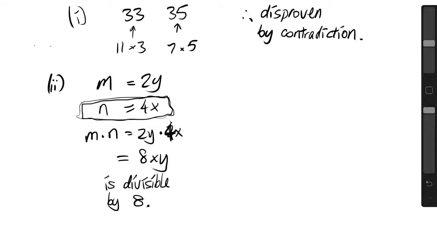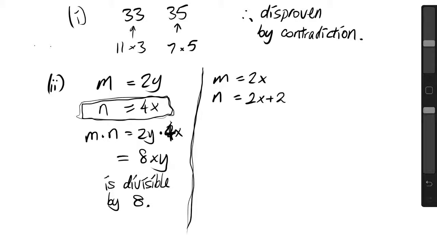But if you don't want to use this method, or if you can't understand how this works, there's another way. The other way is a bit more tricky, but it's still doable. So let's state that m is 2x for this situation. x can be any natural number. And we know that n is 2x plus 2, or we can also say that it is 2 lots of x plus 1. That would be the definition of consecutive even numbers anyway.